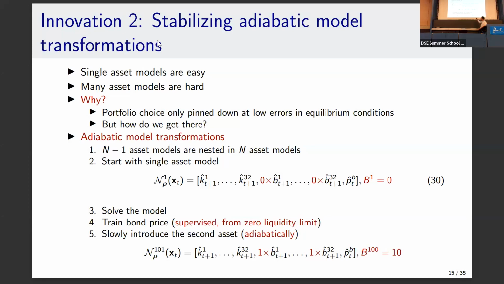And that's why, as you ask, what is adiabatic? Adiabatic is a physics term, and what it means is, in physics, you transform a system slowly enough so that at every step, it's in the ground state. So what is the ground state? Ground state is the energy minimizing state, which means basically at every step, it's in equilibrium. What do I mean here? I transform the system slowly enough that every time I get low errors in my equilibrium conditions, because that way I ensure that I'm not getting into this region where my portfolio choice is just not pinned down.